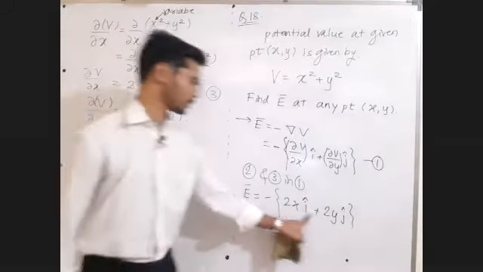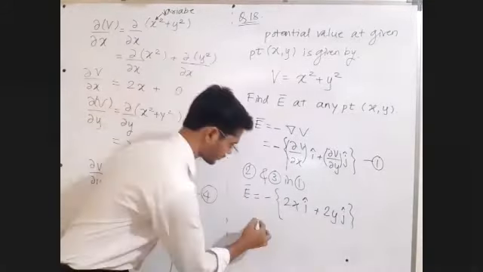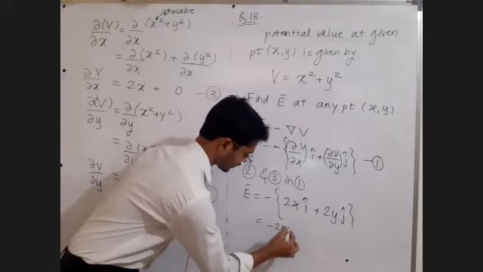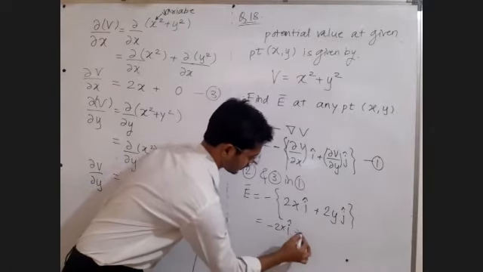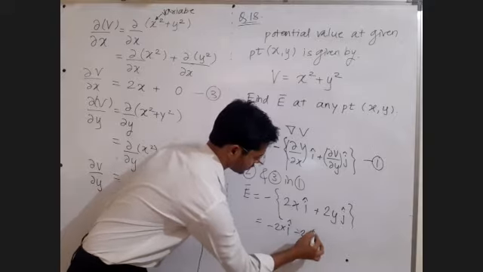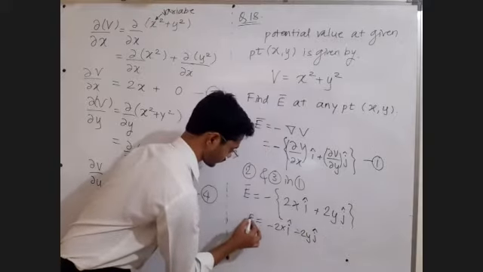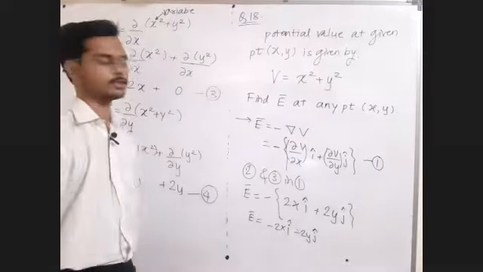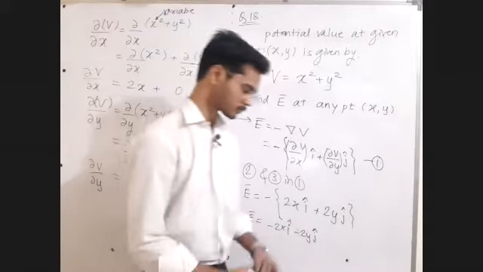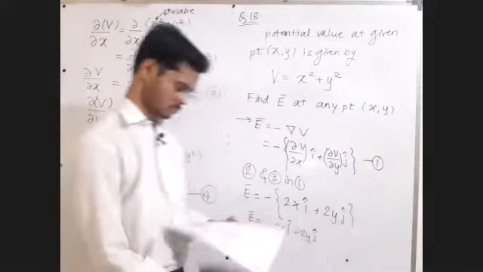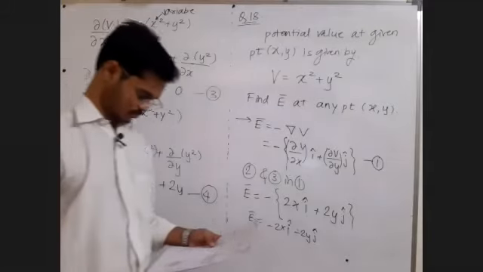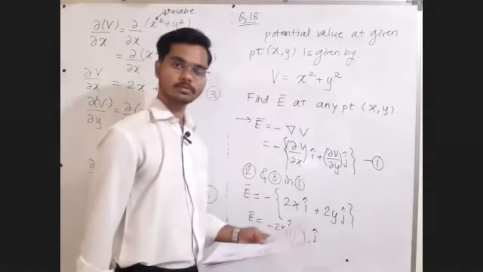Electric field is a vector. This minus sign goes inside: minus 2x i cap, minus 2y j cap. That's it. This completes the question, or solution rather. Reply me CW. Done.